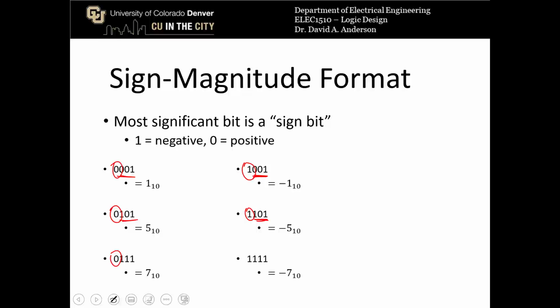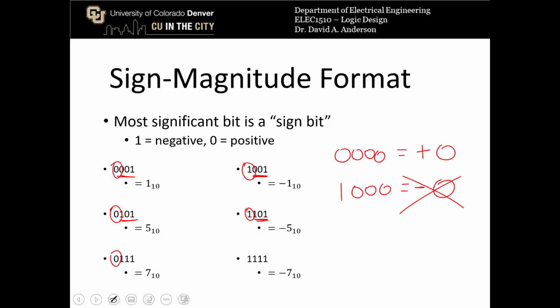One of the things that's not very convenient about sign magnitude format is that 0000 is going to be positive 0, and 1000 is going to be negative 0. Now, there's no need whatsoever to have both a positive and a negative 0. This is just redundant.